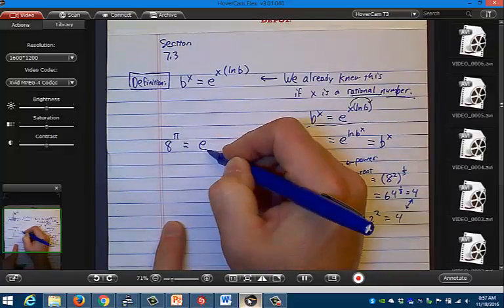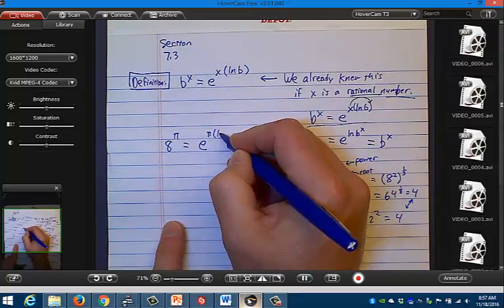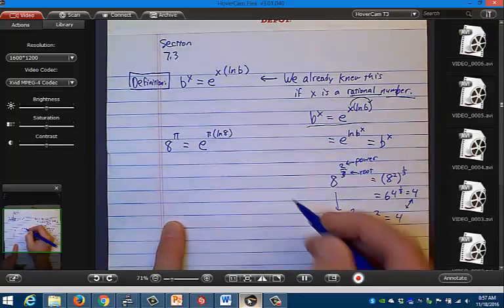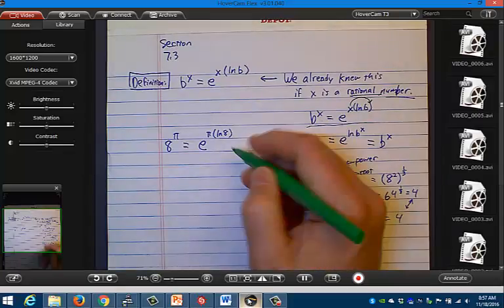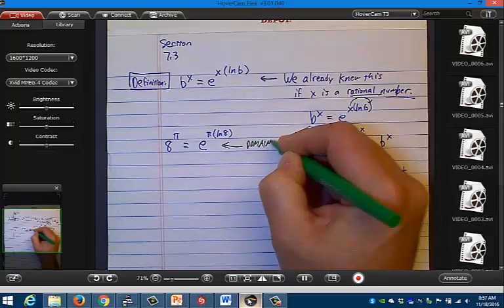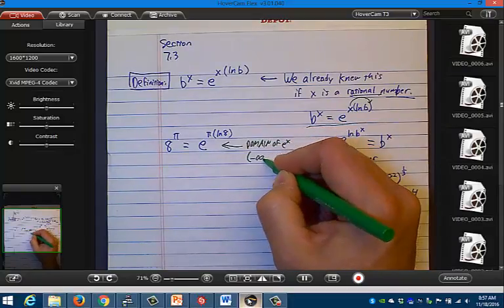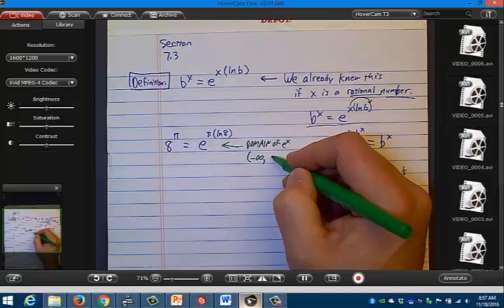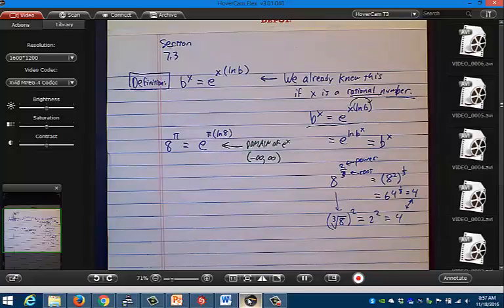E to the what? Pi times the natural log of 8. Now, does that make sense? I say yes, it does, because what's our domain of the exponential function? The domain of e to the x, we said, was negative infinity to what? So it's continuous. You could put any number you want, even irrational numbers, into e.